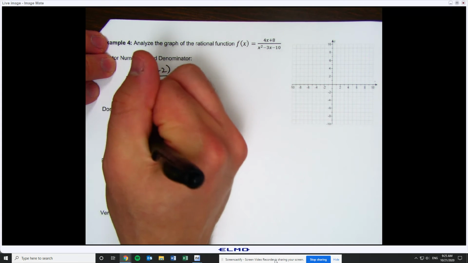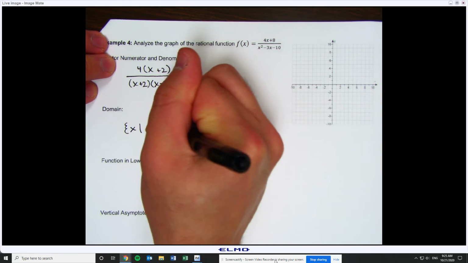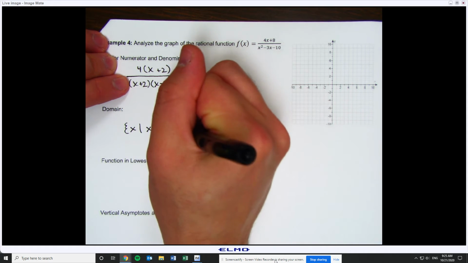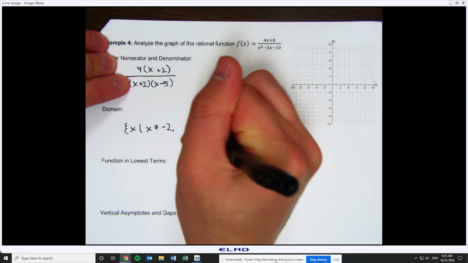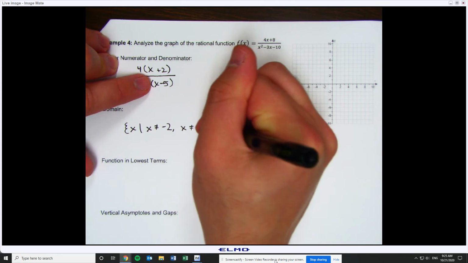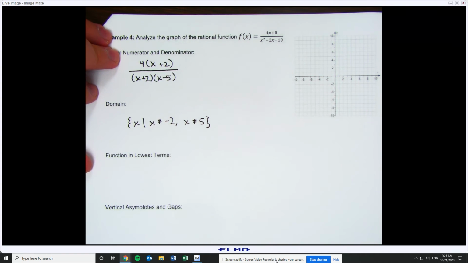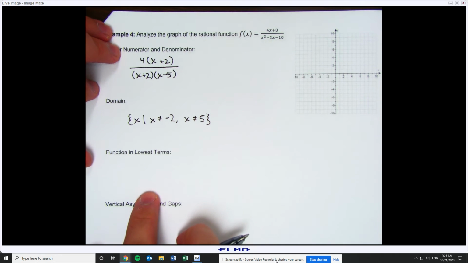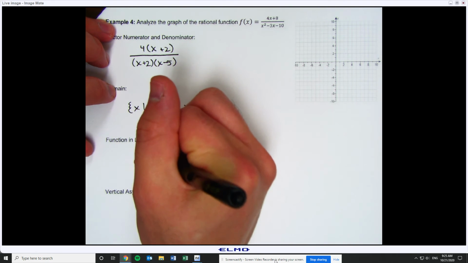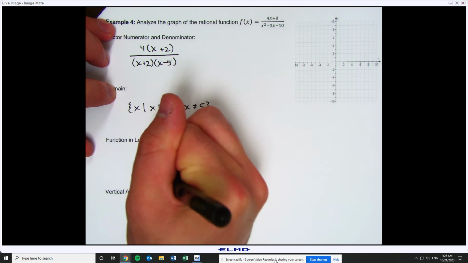Next step, domain. So I have a set of x's such that x cannot equal, looking at the first one, I see I can't have -2. And x cannot equal, looking right here, 5. Got it. All done. Now for my lowest terms, I see I have x plus 2 as a factor for both the top and bottom. Crossing those out, I get 4 over x minus 5.